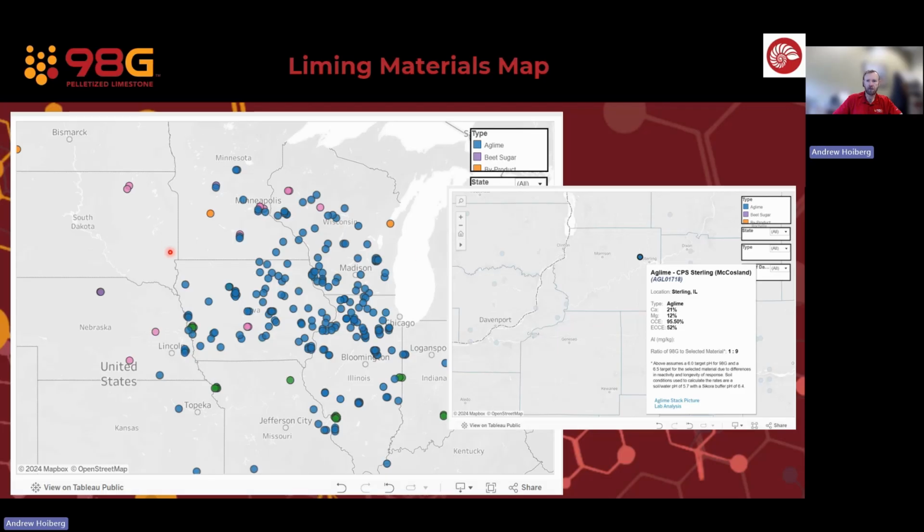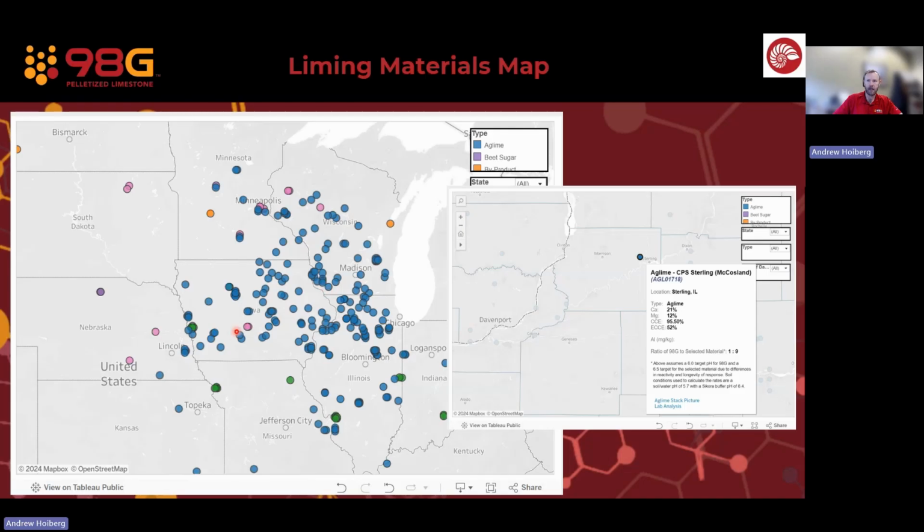If you're interested in learning more about the ag lime that you've got in your area, this is a map that we've created on our website. You can go click on the 98G challenge area of the website, and you'll be able to get to this map. Each one of these dots represents a different limestone, generally a quarry. Some of them are field piles, but mostly quarries that we've sampled over the years.